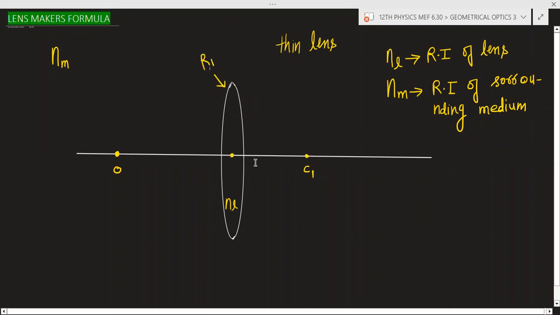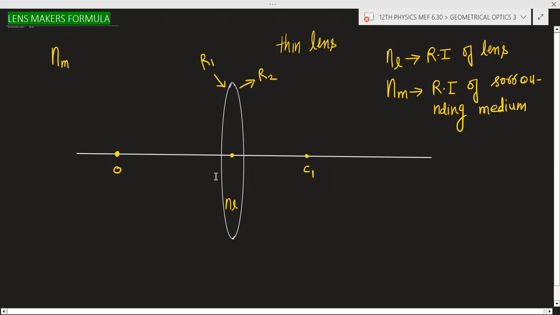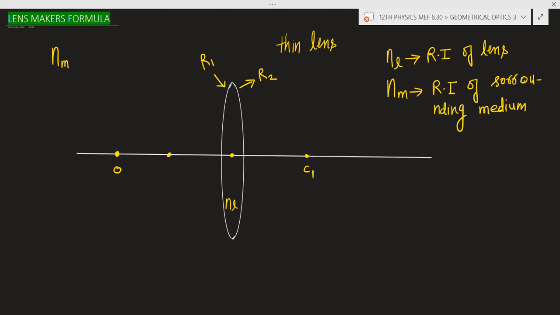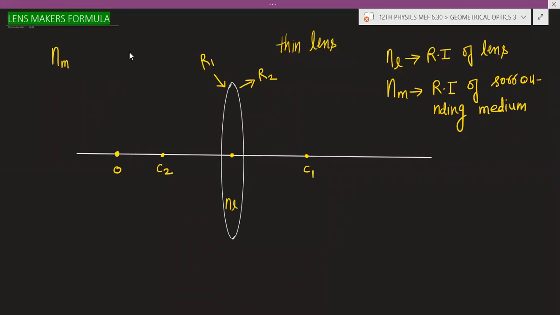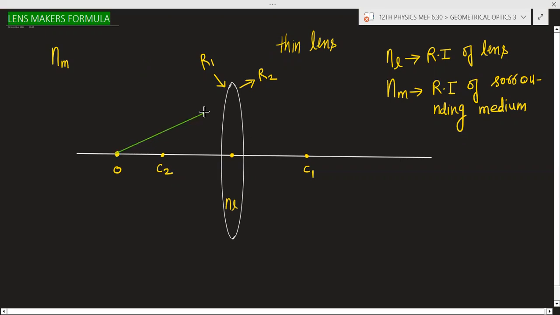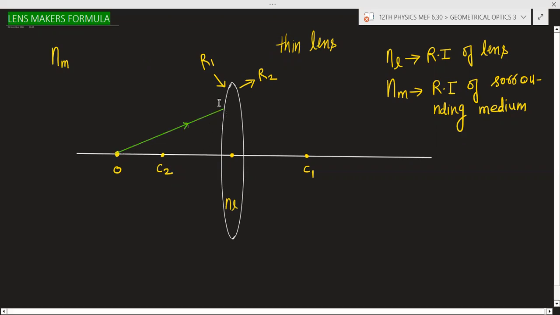Radius of curvature means this distance, R1. And for this second surface, the radius of curvature is R2, and the center of curvature will be this side, C2. I told you in the last classes. Suppose a ray of light from the object is going like this, striking the first surface, which is a spherical surface.